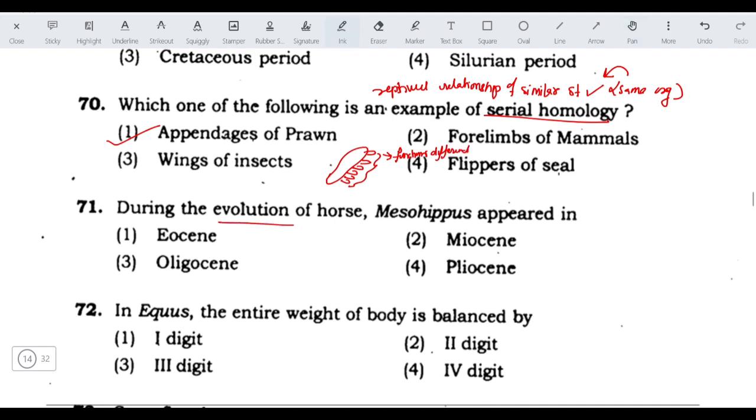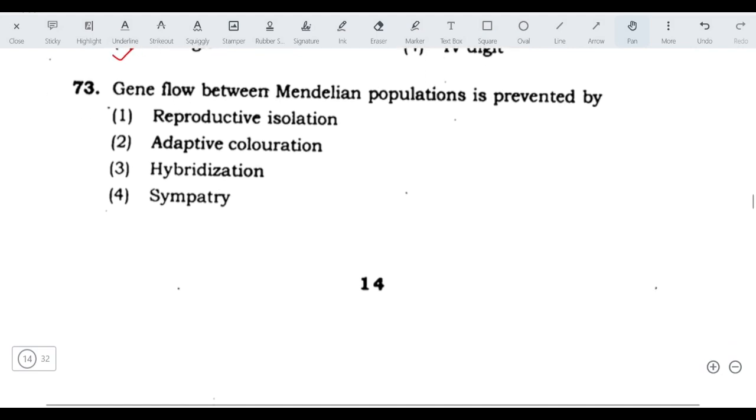Next question. During the evolution of the horse, Mesohippus appeared in. The answer is Oligocene epoch. Next, in Equus, the entire weight of the body is balanced by. The answer is third digit, of the foot that is well developed and specialized.